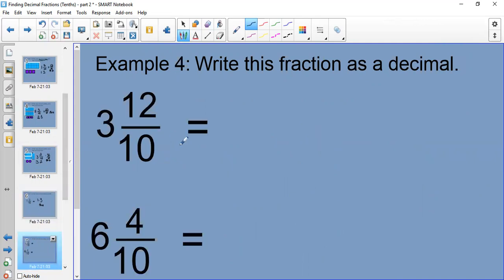We'll look at this example here. Write this fraction as a decimal, 3 and 12 tenths. Okay, so that's like writing 312 divided by 10. Again, all you're doing is moving back our decimal point one space. So the answer is 31.2.